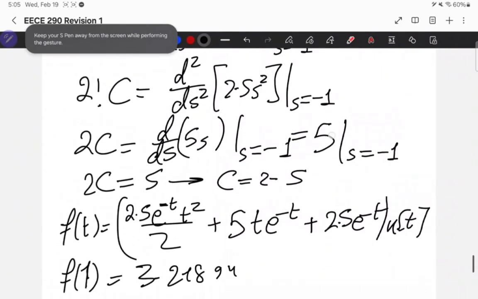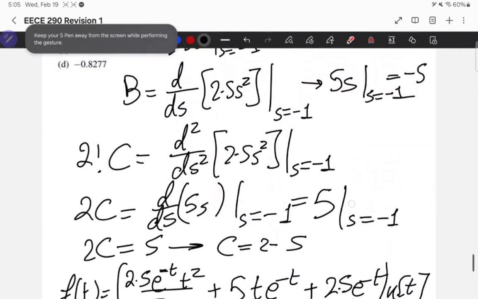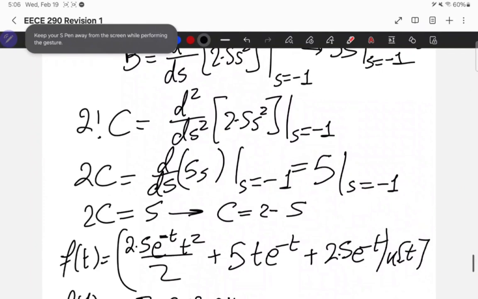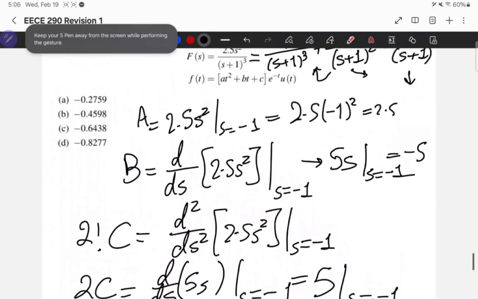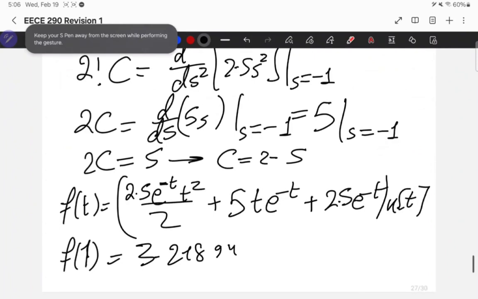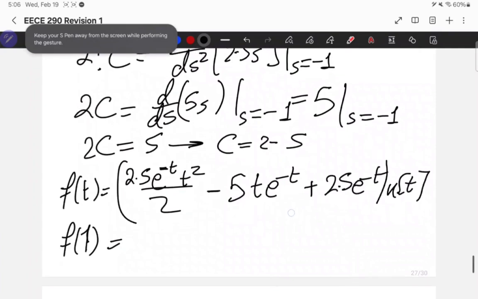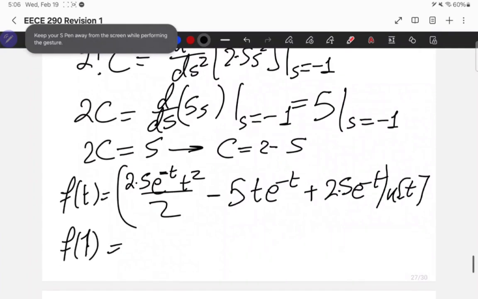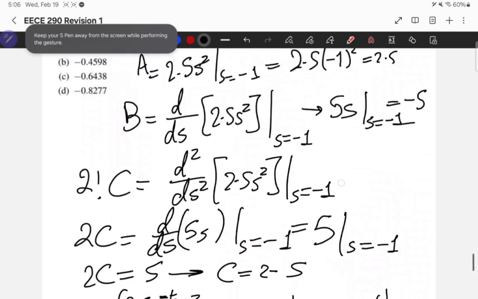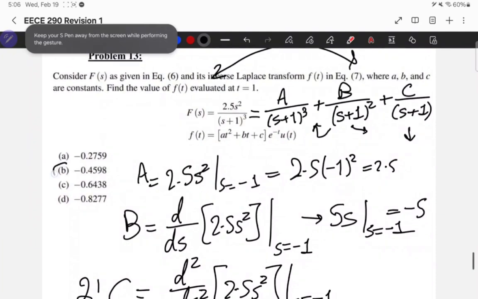Yeah, okay, where did we go wrong? Yeah, okay. Here I have minus, so not plus, because b is minus 5, I accidentally put it plus 5. So instead, I'm going to put minus 5, and we get minus 0.5498. Done.